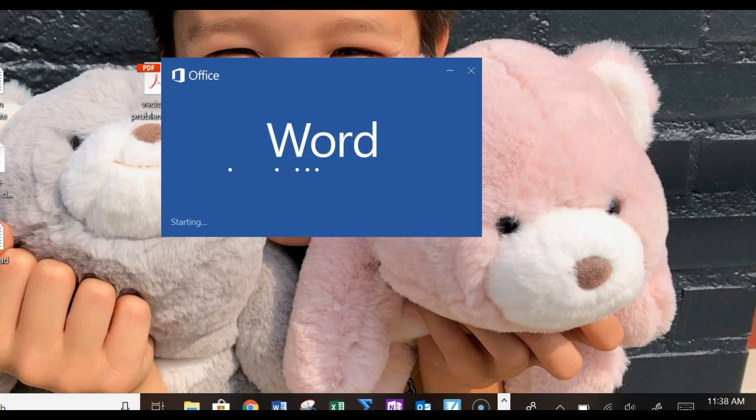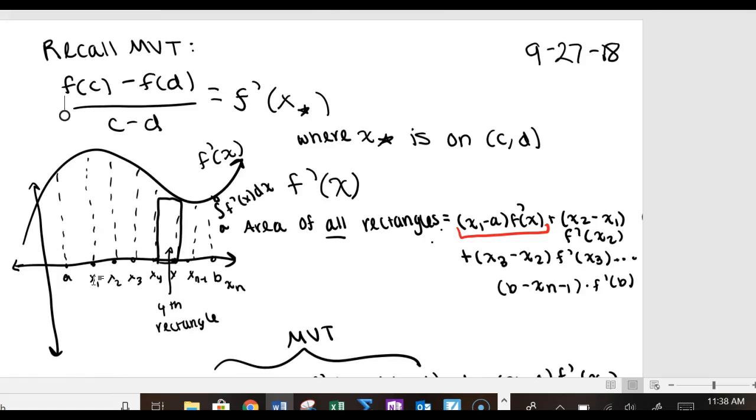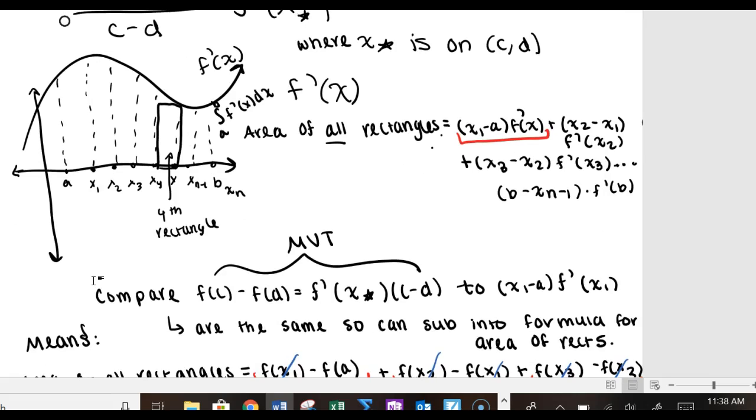This just says the net signed area bounded by some function from a to b is just the antiderivative of that function evaluated at the upper limit, minus the antiderivative of the integrand evaluated at the lower limit.